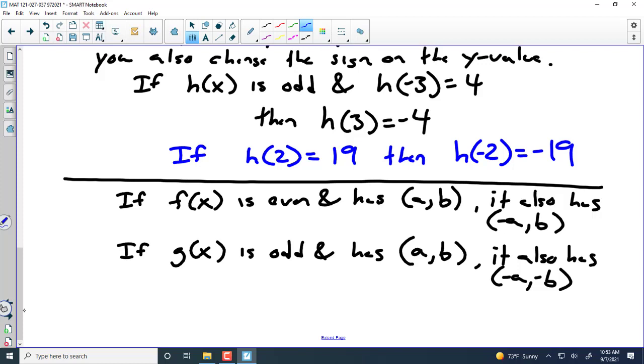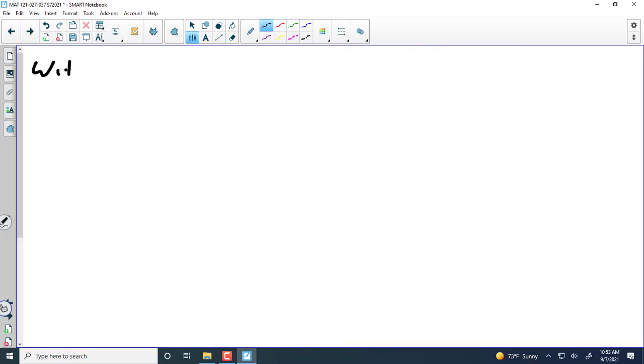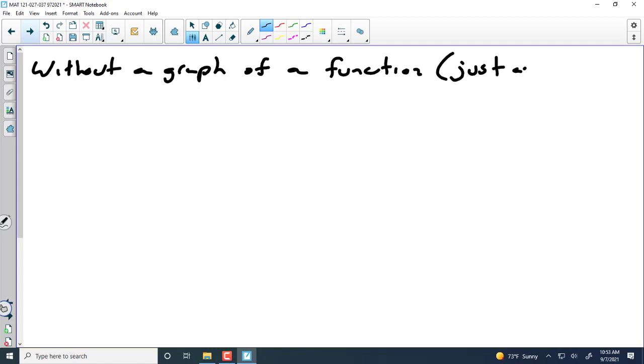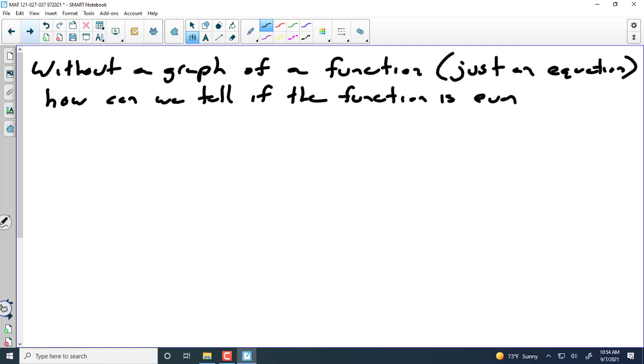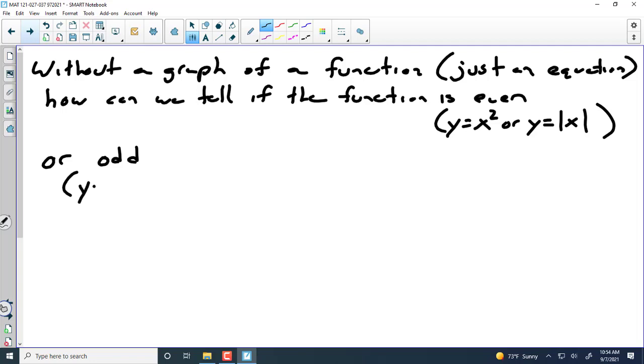Because while two of our basic functions, x squared and absolute value of x, are even, and two of our basic functions are odd, x cubed and the cube root of x, there are an infinite number of even functions and an infinite number of odd functions. So the question becomes this, everyone. Without a graph of a function, just an equation, how can we tell if the function is even, like x squared or absolute value of x, those are two even functions, or odd, like x cubed or the cube root of x, or neither?